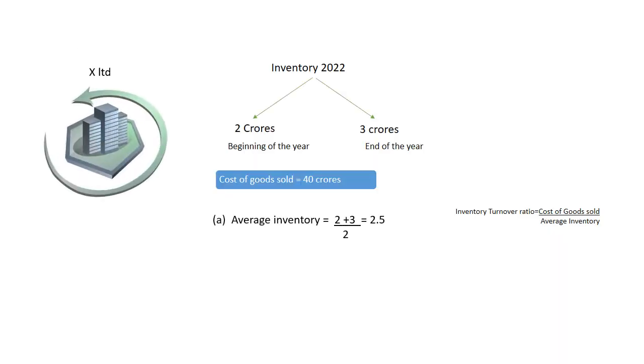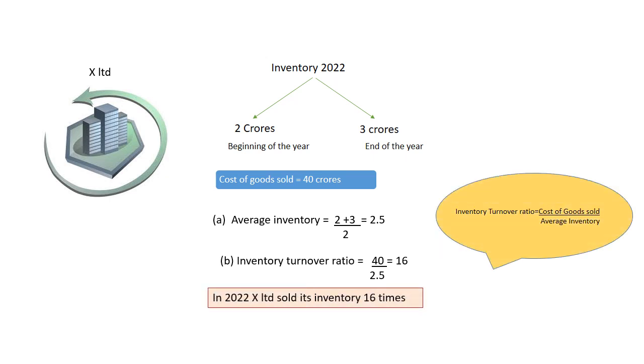Let's understand this ratio with the help of an example. We take a company called X Limited. Now supposedly during the year 2022, the inventory at the beginning of the year for this company was 2 crores, and at the end of the year it was 3 crores, and the cost of goods sold for the company was 40 crores. So the first step that we are going to do is find out what is average inventory.